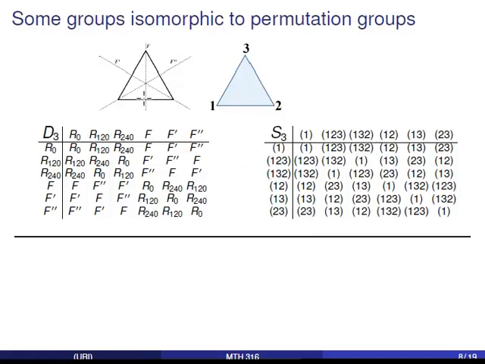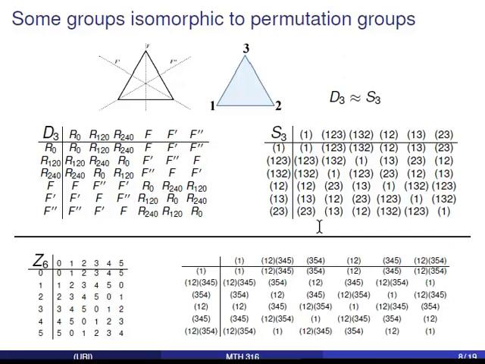The symmetry F would exchange the vertices lying in corners 1 and 2 while keeping the vertex in corner 3 the same. And so F corresponds very naturally to this permutation (1 2). With that in mind, it's pretty easy to check and to verify that these two groups are isomorphic. D3 is isomorphic to S3.